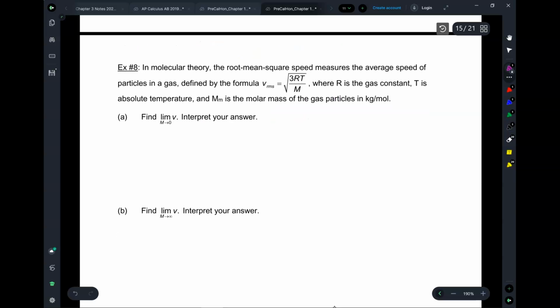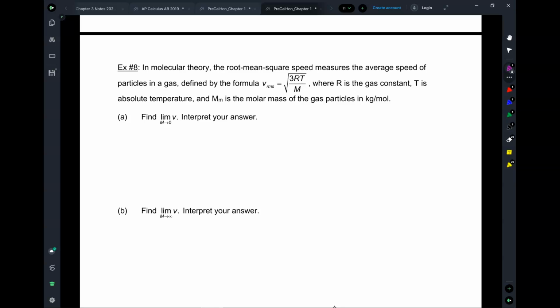Let's do another one. In molecular theory, as you see in chemistry, the root mean square speed measures the average speed of particles in a gas. Okay, so if I don't know any chemistry, can I not do this problem? No, not at all. This is what math is, right? You can be given a problem in any context, you have to sift through it, and you have to apply what you know to the equations as you know how to use them.